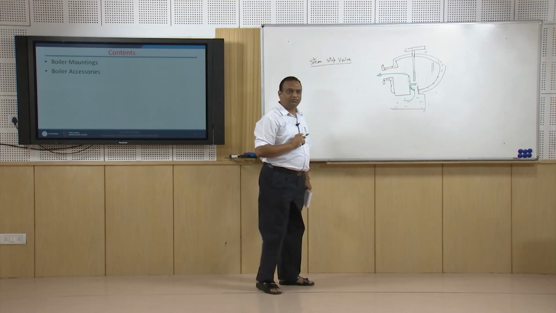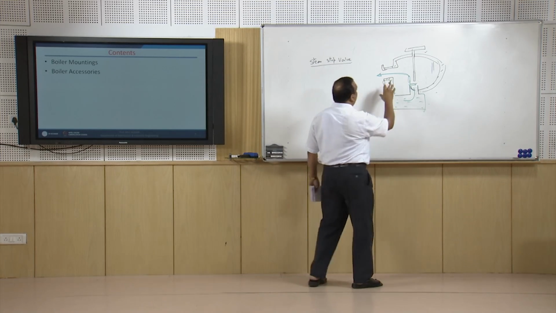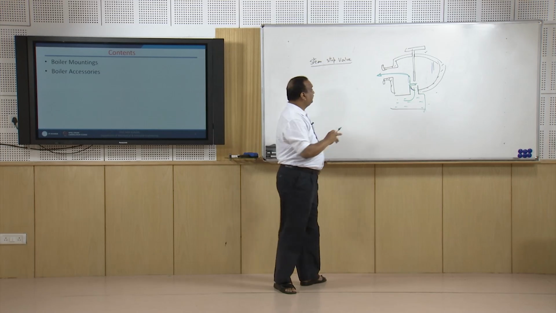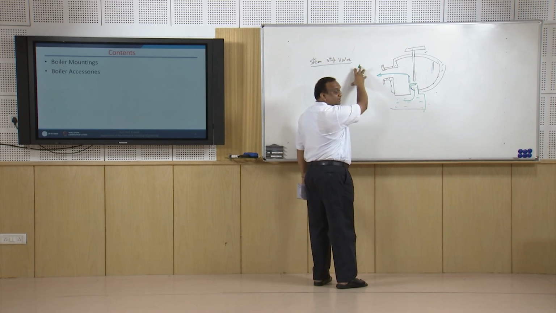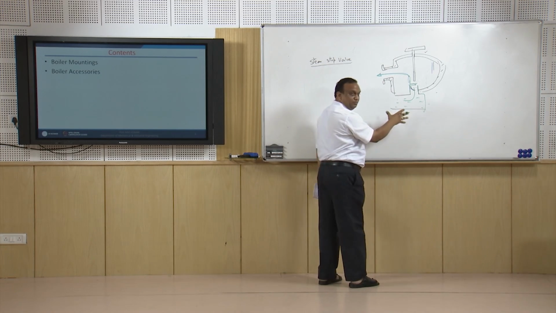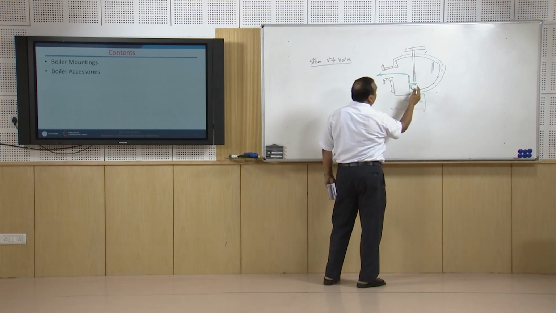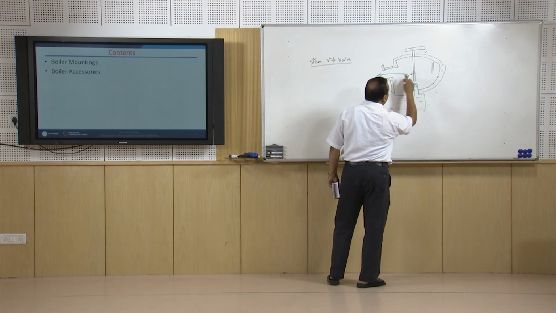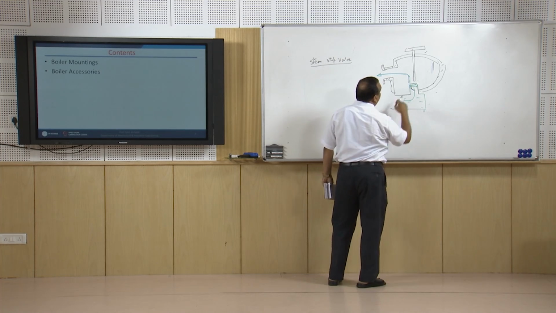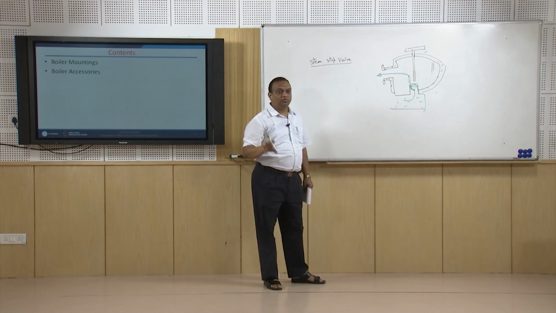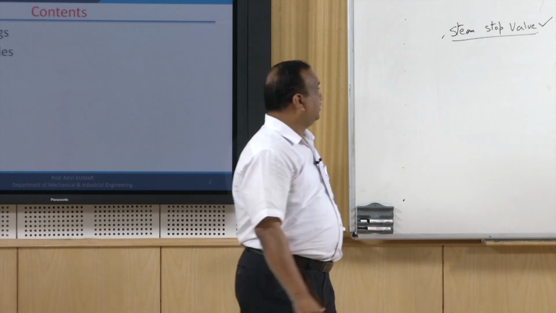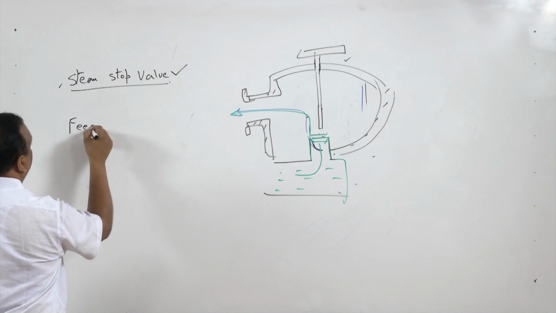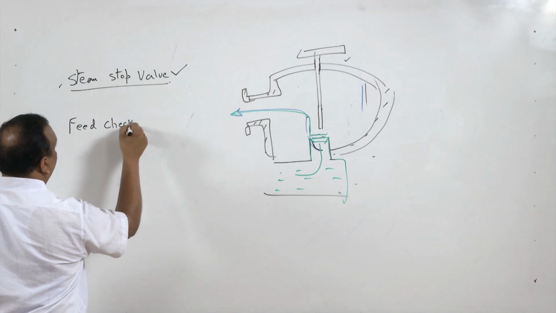And why is it a non-return valve? Because we have to use a non-return valve in the case of feed water supply: when the boiler pressure is high, there will be a tendency for reverse flow. When the flow is reversed, this disc will fix on this seat, and it will prevent the reverse flow of water from the boiler shell towards the pump side. So this type of valve is a feed check valve.